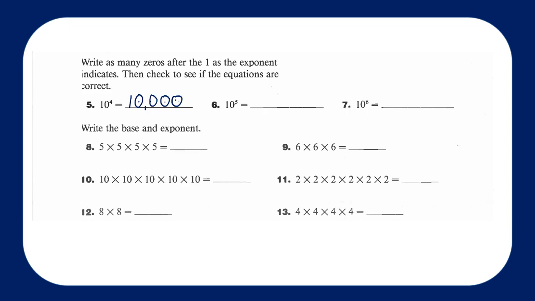10 to the 5th power is a 1 with 5 zeros, which is 100,000. 10 to the 6th power is 1,000,000.